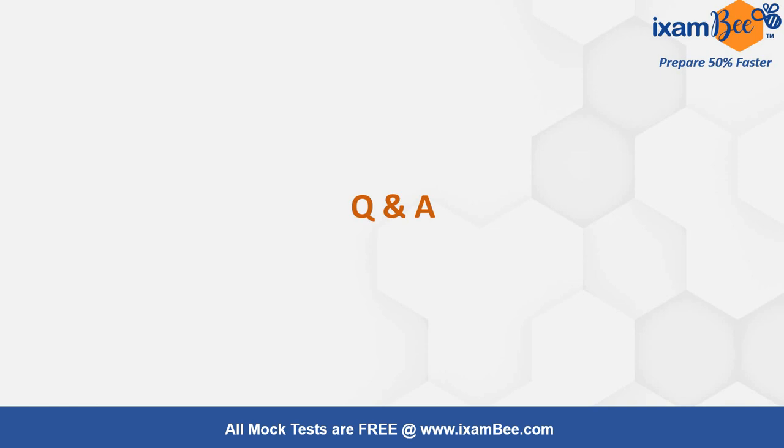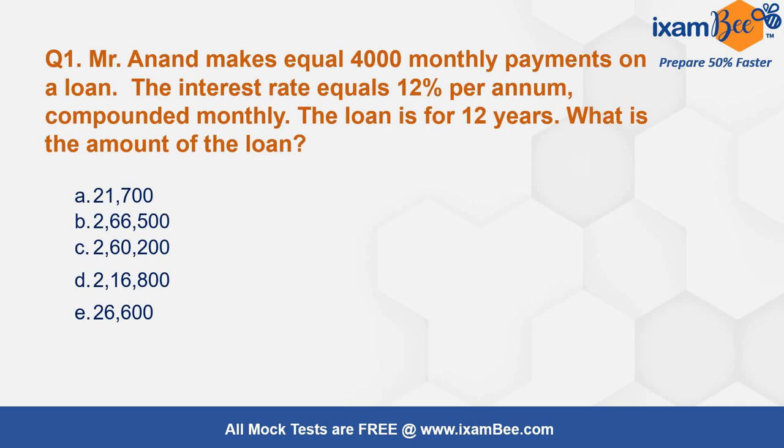These types of questions can be asked in your exam, and one such question was asked last year in 2020. So let's look at the first question. Mr. Anand makes an equal 4,000 rupees monthly payment on a loan. So he has a loan already, his EMI is 4,000 rupees every month, and the interest rate is 12% per annum, compounded monthly.